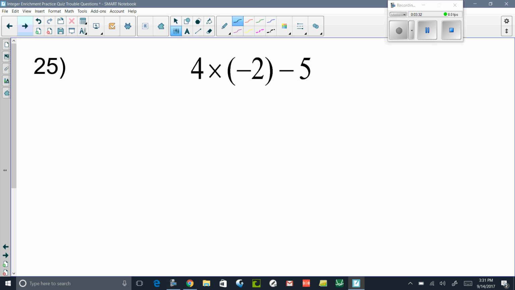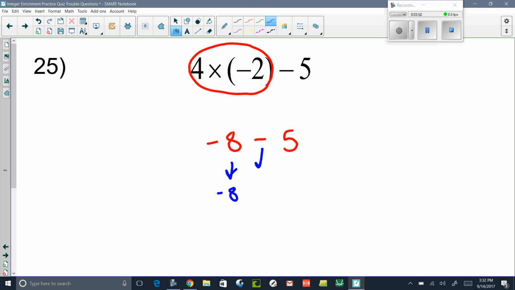Another one, going back to that order of operations, again, we multiply before we add or subtract. So we're going to multiply 4 times negative 2. 4 times negative 2 gives us negative 8. And negative 8 minus 5. We're going to go ahead and leave this the same, change this over to addition and take whatever's left and use the opposite.